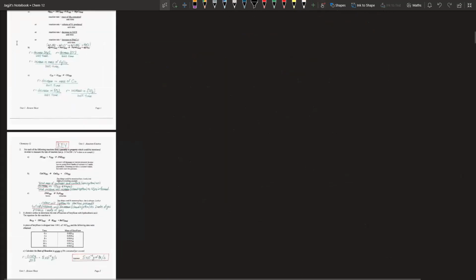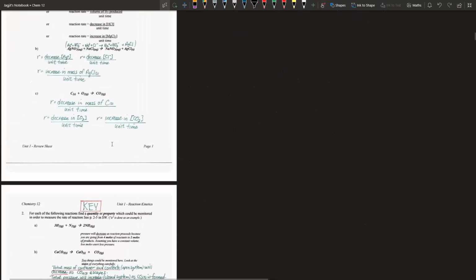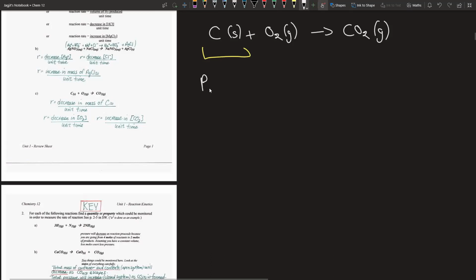Okay, let's move on to the next question now. In the next question, they have given you carbon solid, and it's reacting with O2 gas, and it's forming CO2 gas. Now the question says, what are the different things you can use to measure your reaction rate? Well, let's start off with this solid. The C is a solid. You should know this by now. What can we use for solid?